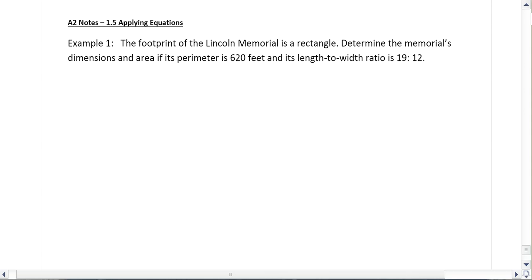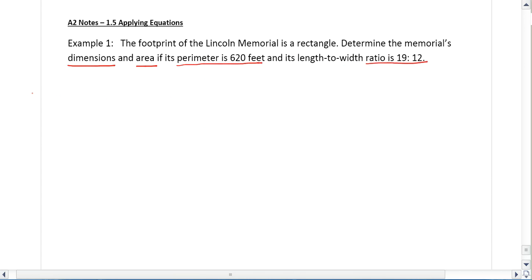Example 1. The footprint of the Lincoln Memorial is a rectangle. Determine the memorial's dimensions and the area. So I like to underline things that are helpful in a word problem. So I want to find its dimensions, its length and width, and I want to find its area. And I'm given two pieces of information. I'm given that the perimeter is 620 feet and the length to width ratio is 19 to 12.